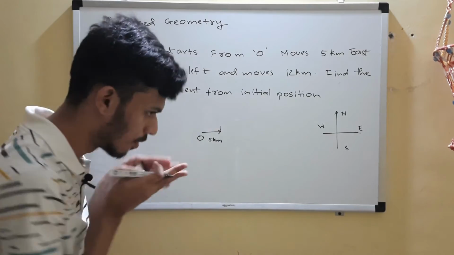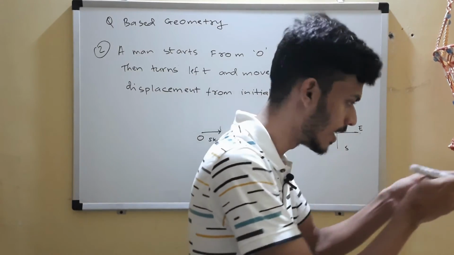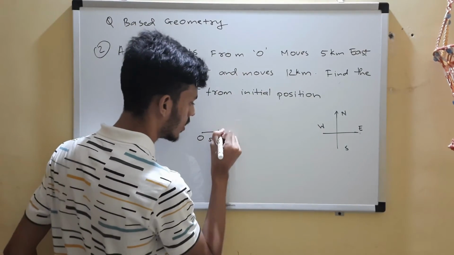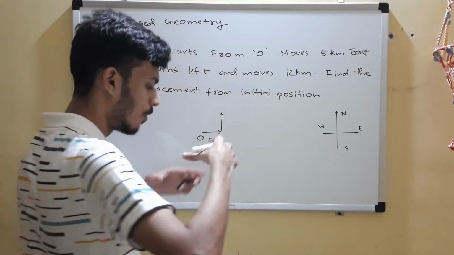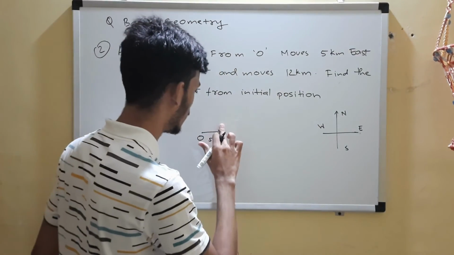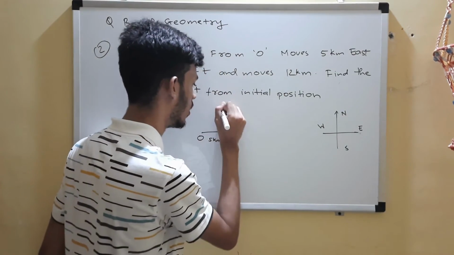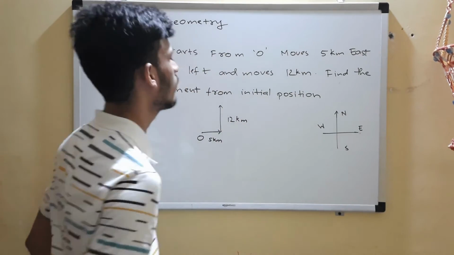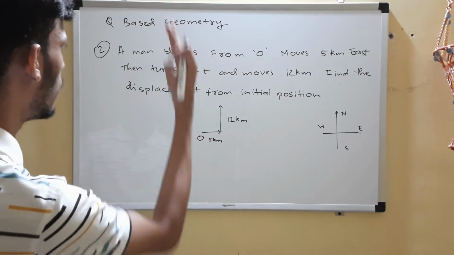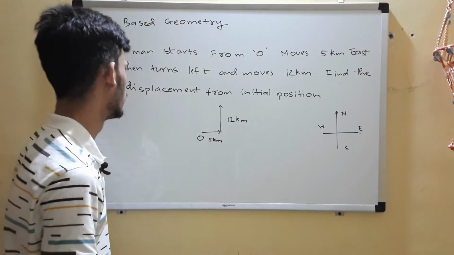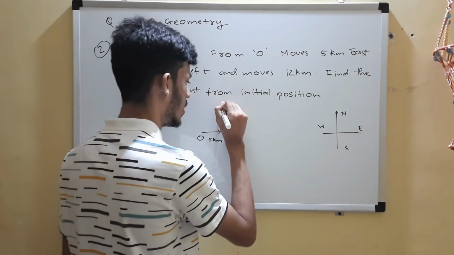So here, he turned left. So he was going 5 kilometers in this direction. Now he turned left, so in the north direction, as if you are viewing him from the top. As if you have sent a drone and you are viewing him from the top position. Now he moved 12 kilometers in that direction. Now find the displacement from initial position.